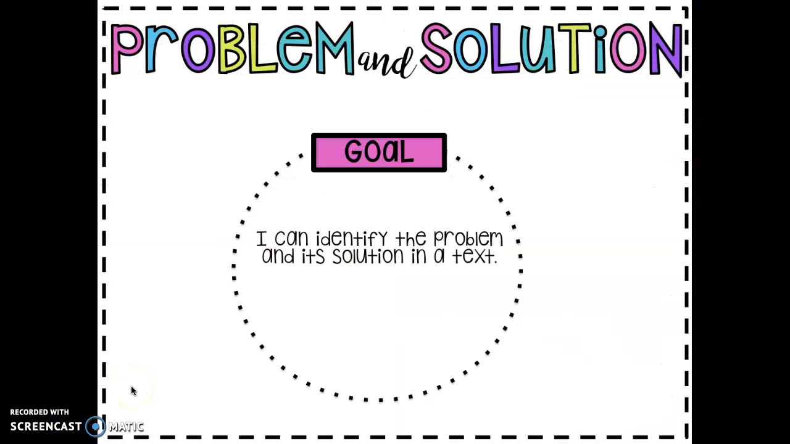All right, so hopefully you were able to reread the text one more time. So let's get into what exactly we're focusing on this morning. And like I mentioned earlier, we are focusing on problem and solution in a text. So your goal at the end of this lesson is you will be able to identify the problem and the problem's solution in a text.